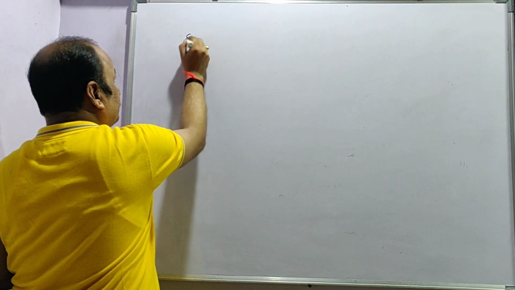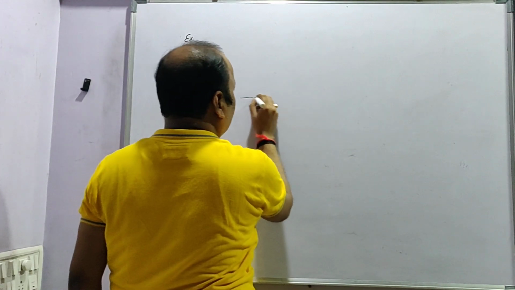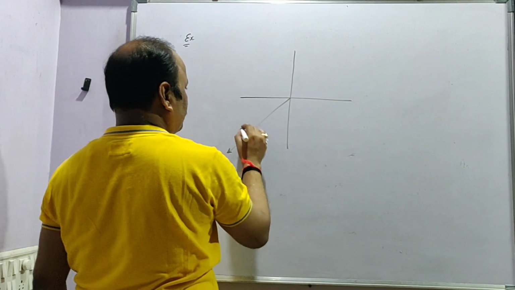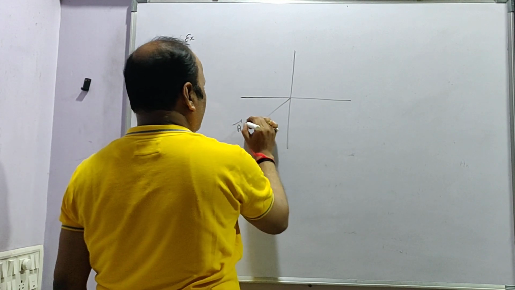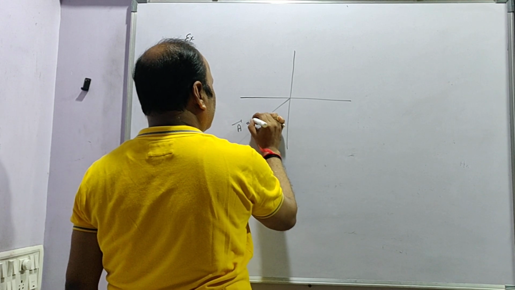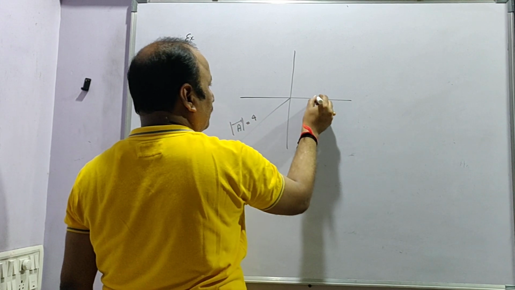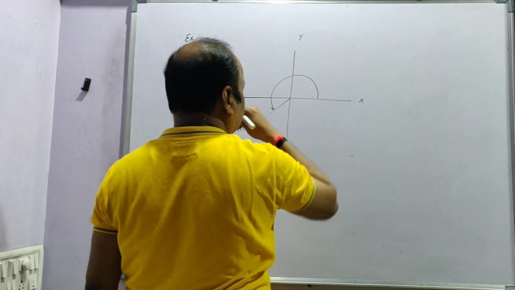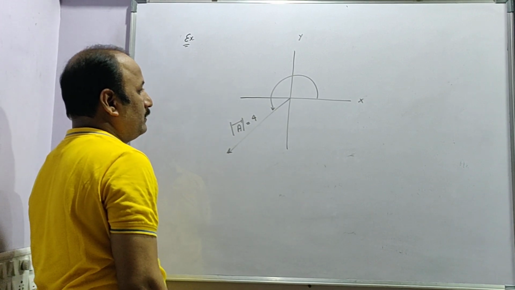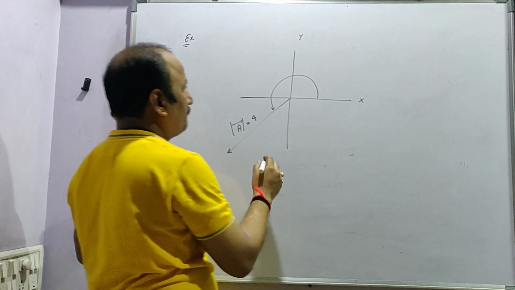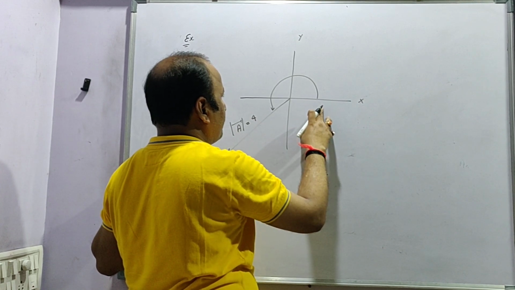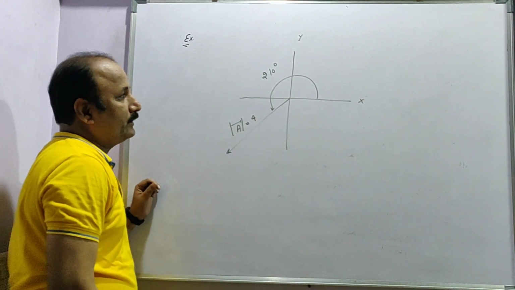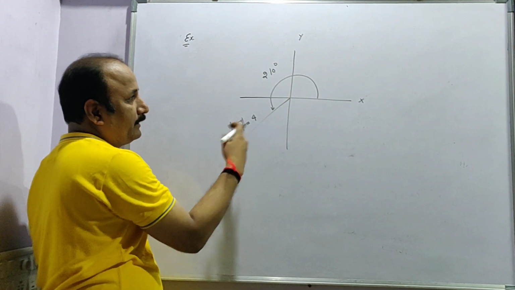जैसे नेक्स्ट एग्जांपल देखते हैं. And let us take a vector like this, vector A, whose magnitude is 4 and the angle with respect to positive x-axis is 210. Now question is resolve this vector in Cartesian system.